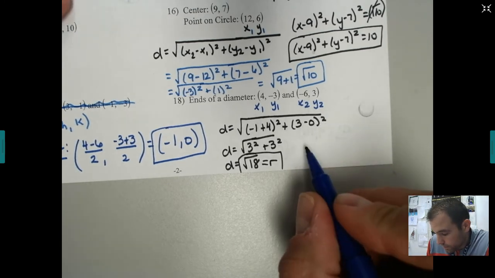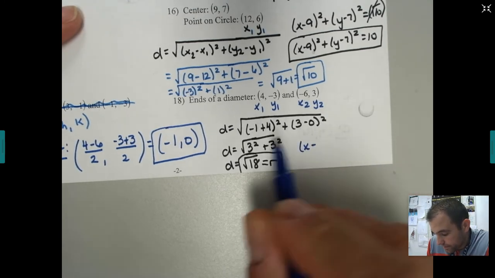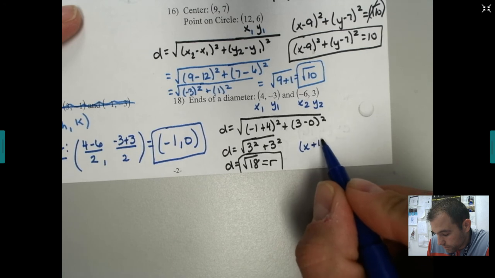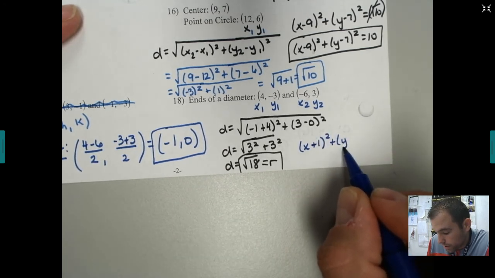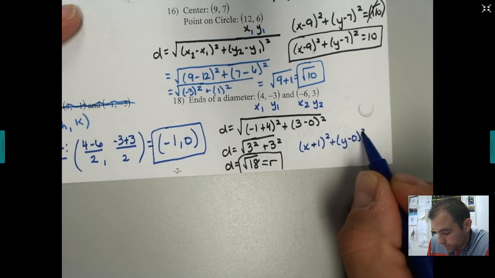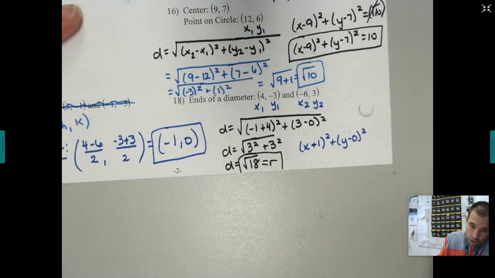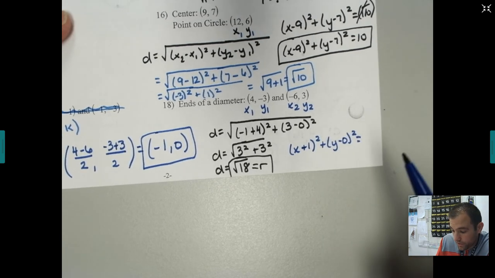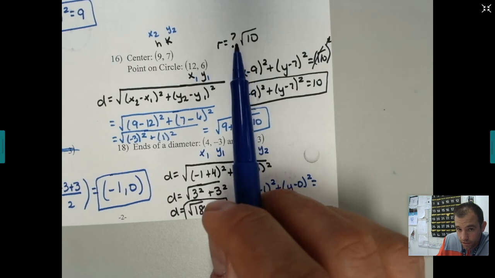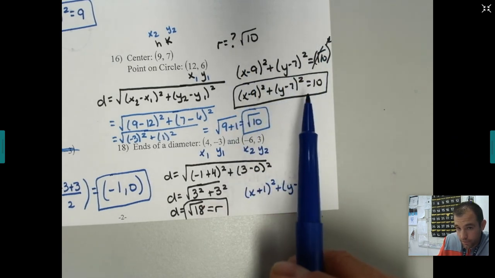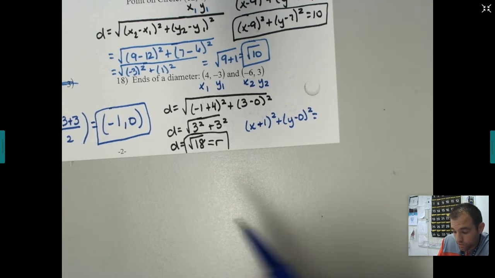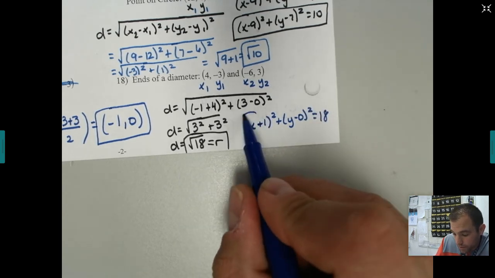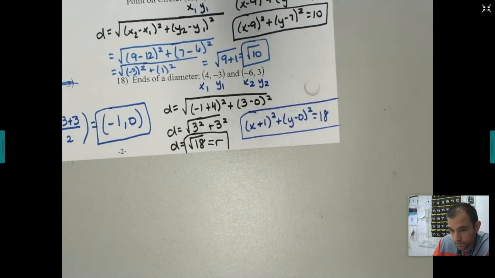I just plug it in. So my final answer, x minus h, which was -1, so it becomes +1 squared, plus y minus, you can put the -0. You don't have to have the -0. You can just have y squared, right? If you want the -0, that's great. Just like up here, r was the square root of 10. So when I squared it, it became just 10. The same thing's going to happen right here. The square root of 18, when I square it, would just become 18. And that is my final answer.